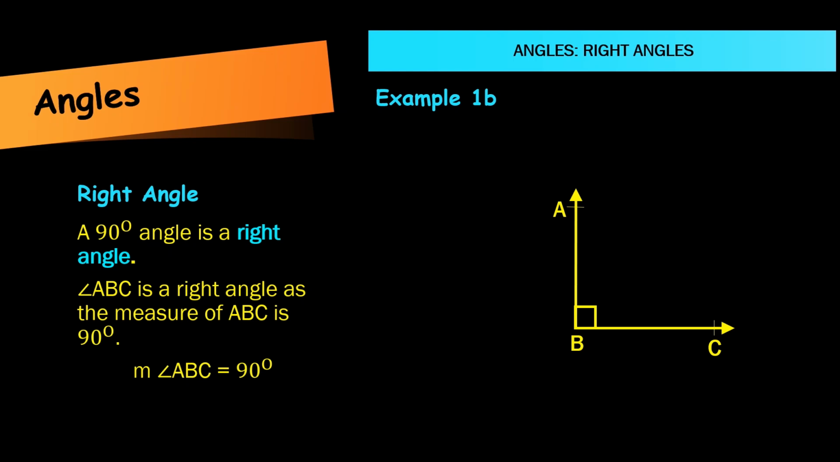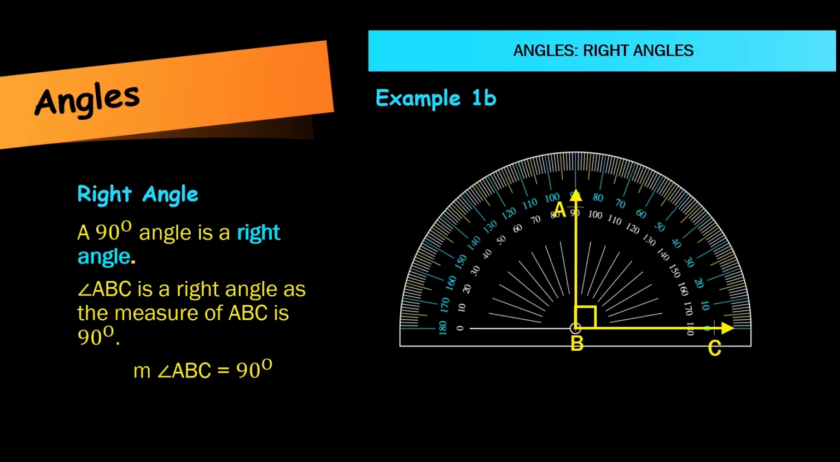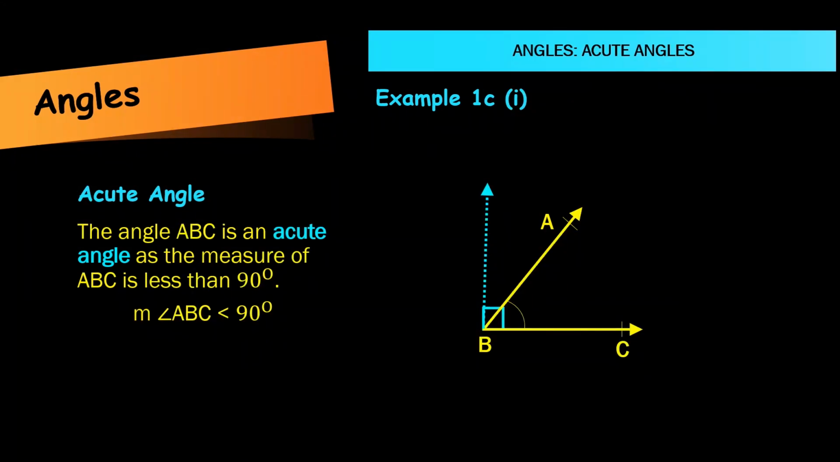A 90-degree angle is a right angle. Angle ABC is a right angle, as the measure of ABC is 90 degrees. In this diagram, the angle ABC is an acute angle, as the measure of ABC is less than 90 degrees. This is also an acute angle, and so is this one.